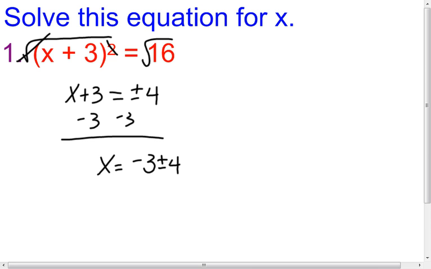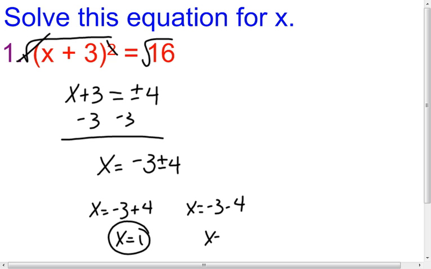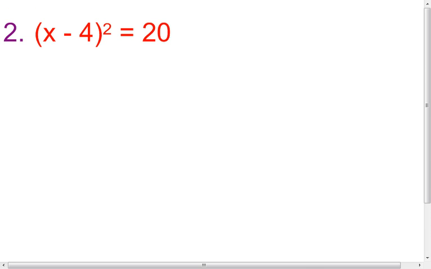You're going to have negative 3 plus 4 as one of your answers, which of course is 1. And then you'll have negative 3 minus 4 as one of your answers, which of course is negative 7. Okay? And that's how those will work. Those were nice whole numbers, easy to work with. Okay? Moving on, making it just a tiny little bit harder.